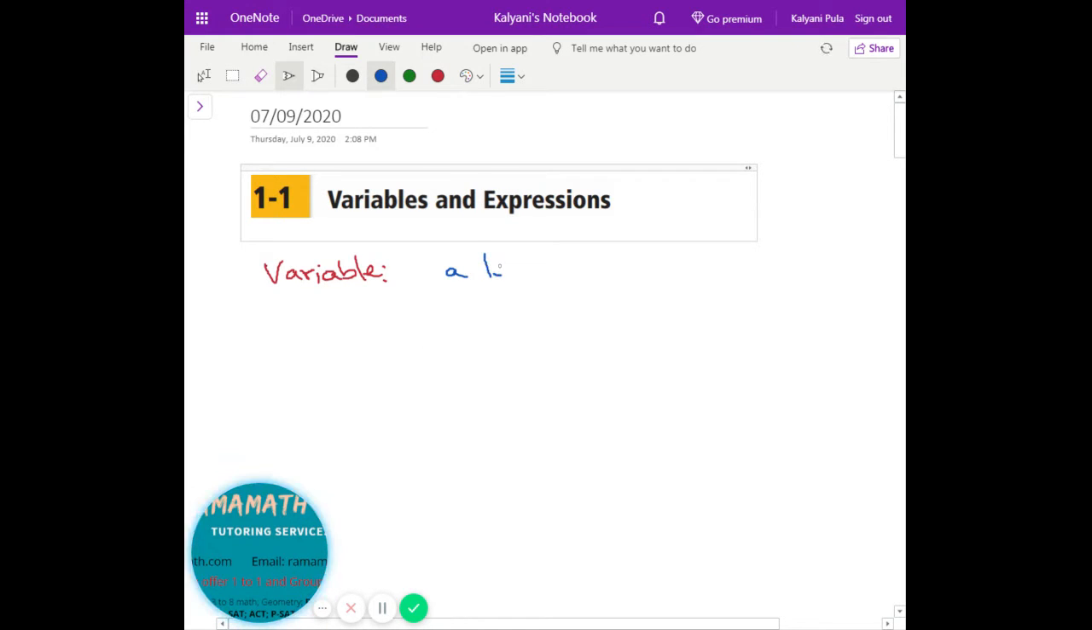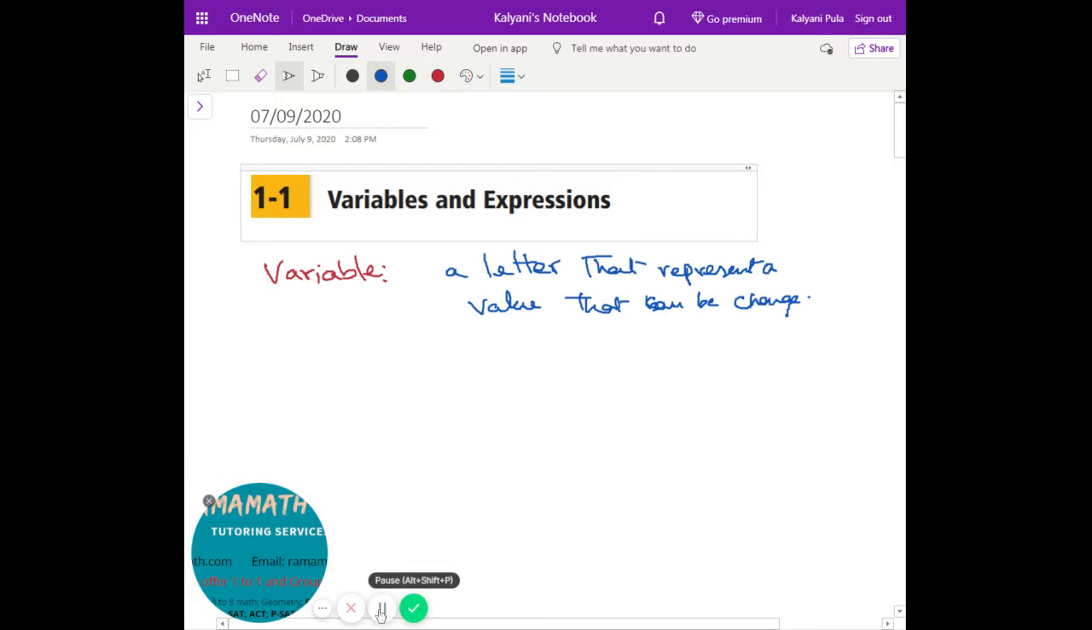Okay, a letter that represents a value that can change. Okay, that represents the value. A value that can be changed. Yeah, that can change. So it's basically anything that is a variable. We can say, oh, it's going to change, so we don't know it. Something that we can use as a variable also.